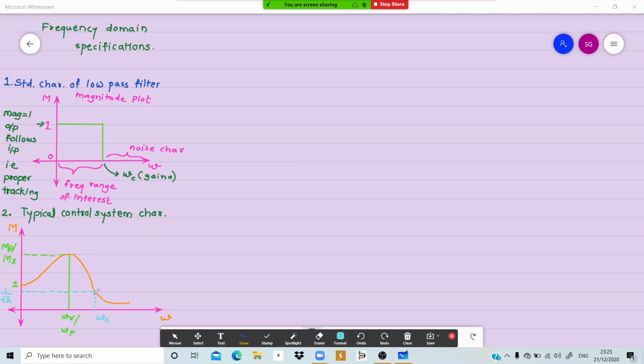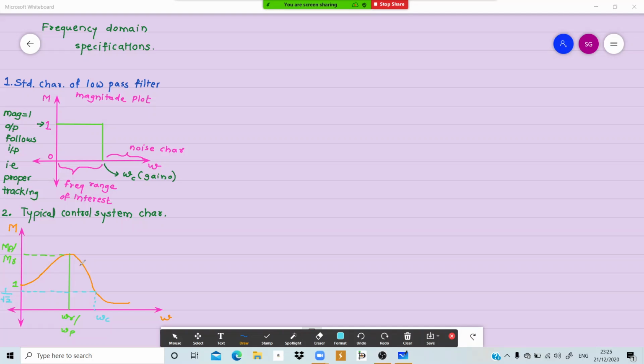After this cutoff, whatever frequency range is available for which the gain is higher than 1 upon root 2, which is 0.707, that is called the bandwidth. So one is bandwidth.